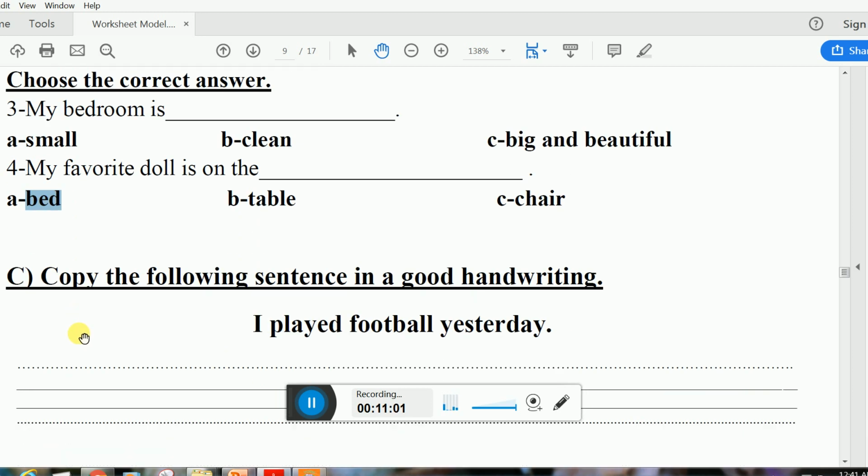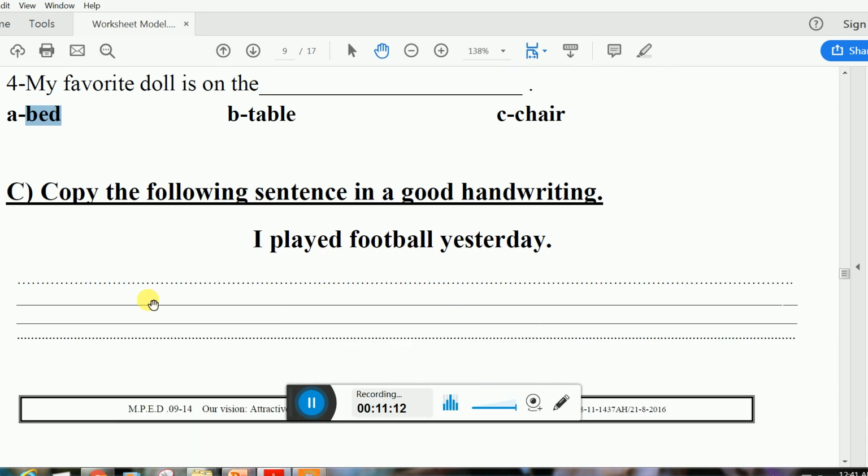The last question that we have on this worksheet is: copy the following sentence in good handwriting. I played football yesterday. You must write it in good handwriting in your worksheet.